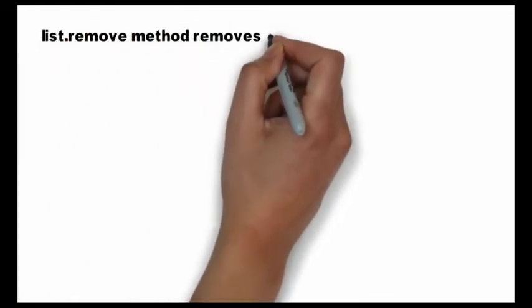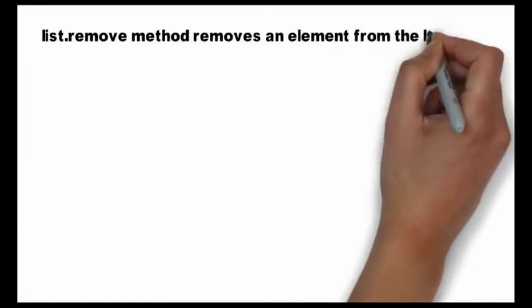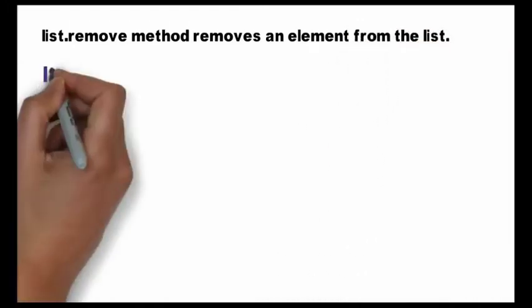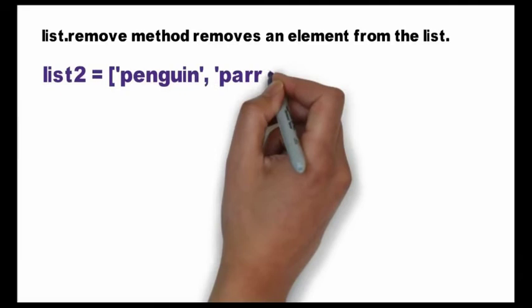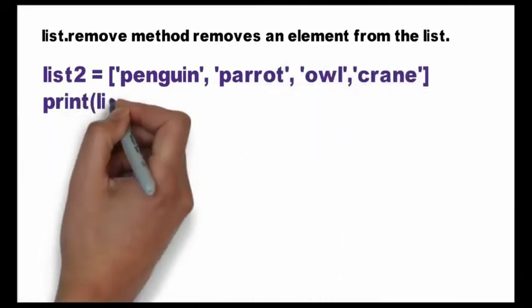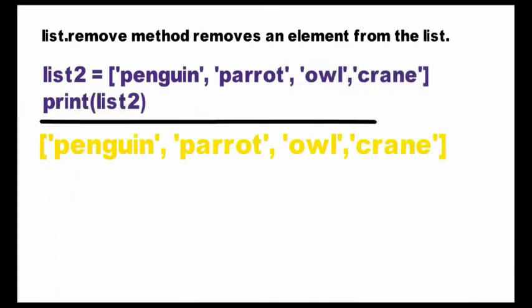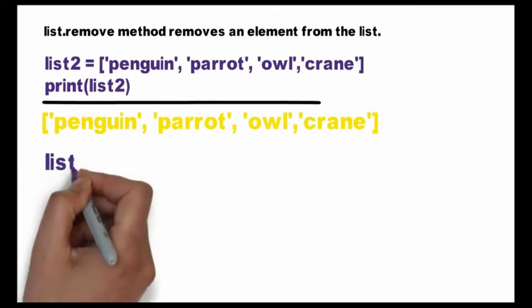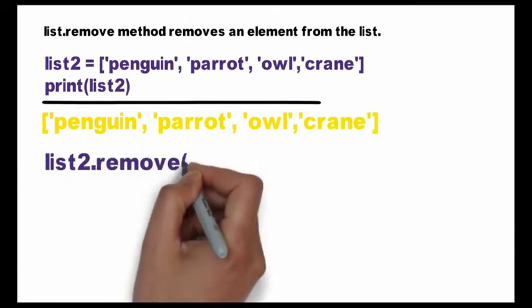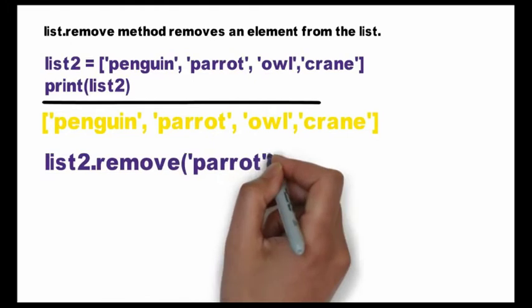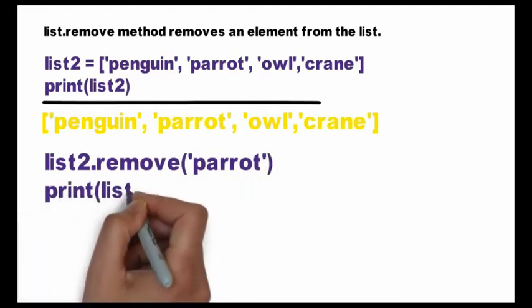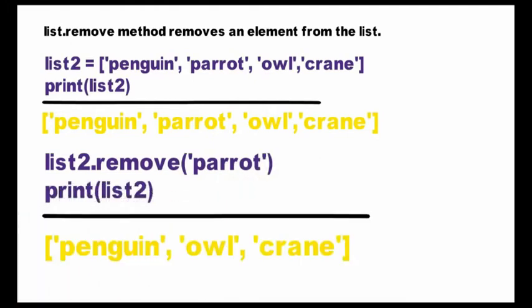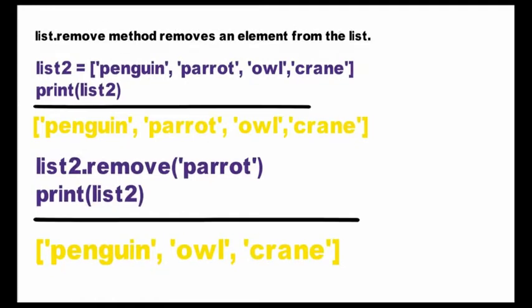Next, we shall see the list.remove method, which removes an element from the list. Let's create list2 equal to penguin, parrot, owl and crane. Let's use the list.remove method and remove parrot from the list. So we can see that parrot has been removed from our list.